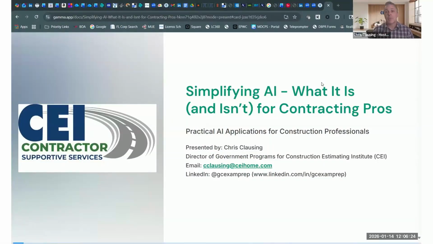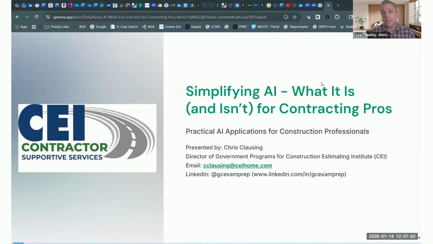I'm the Director of Government Programs for CEI, and today we're going to be discussing the basic primer for AI. I know it's kind of an overwhelming topic. There are so many different platforms and options. So I wanted to open 2026 with a very basic understanding of what AI is, what it isn't, how it relates to the construction industry specifically, and then ways that we can target specific tasks or processes or operations within our business that we can use AI to help increase efficiency and help build scalability.